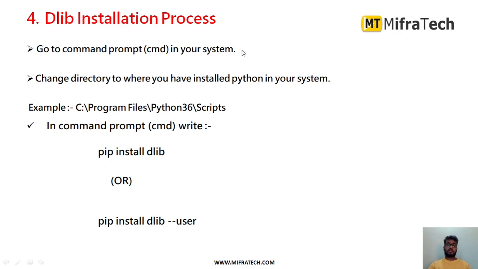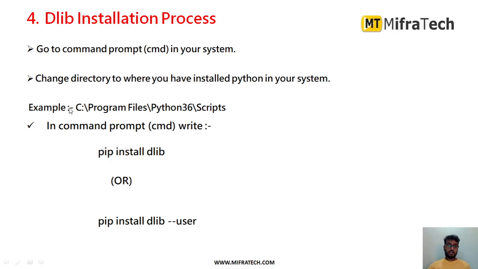I will tell you the dlib installation process in detail. First, go to the command prompt in your system, then change your directory in the command prompt to the location where your Python has been installed. For example, in my system, in the C drive, in the folder called Program Files, in a subfolder Python 36. In that folder you can find whichever version of Python you have stored, and there you can find files like this. Inside that Python folder you can find a folder called Scripts. Copy up to that directory and change to this directory in your command prompt.